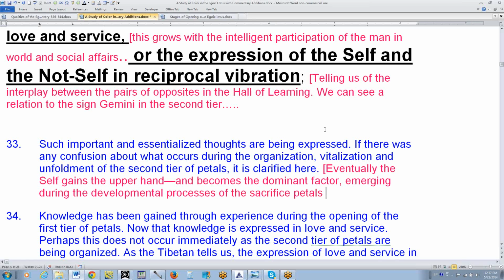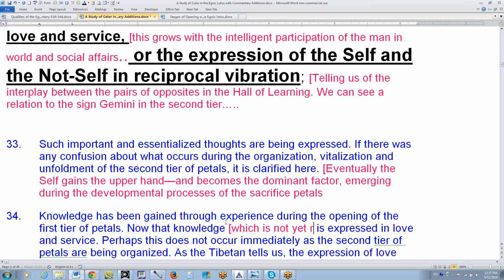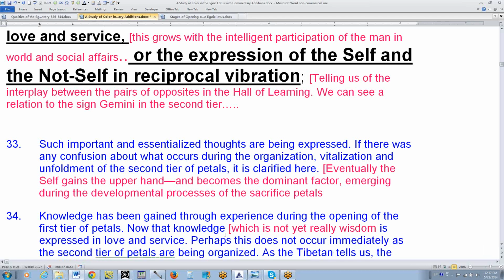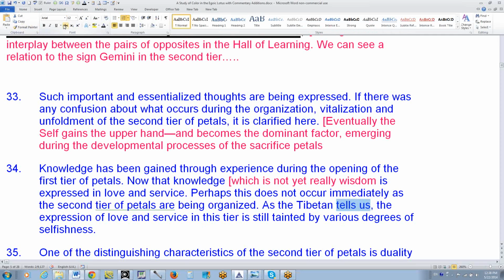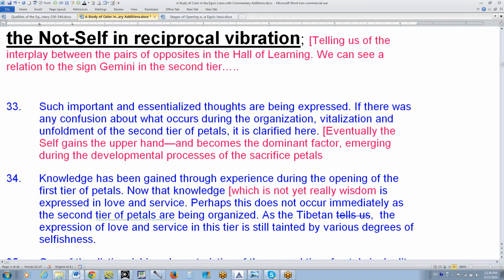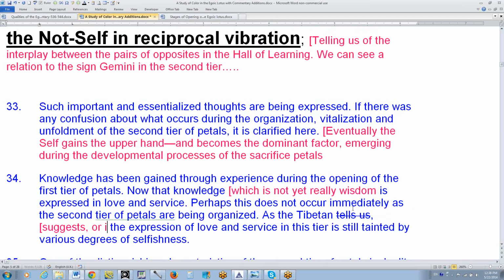Knowledge has been gained through experience during the opening of the first tier of petals. Now that knowledge, which is not yet really wisdom, is expressed in love and service increasingly. Perhaps this does not occur immediately as the second tier petals are being organized. As the Tibetan tells us, the expression of love and service in this tier is still tainted by various degrees of selfishness. Instead of saying 'tells us,' I think it would be more accurate to say, as the Tibetan suggests or infers.